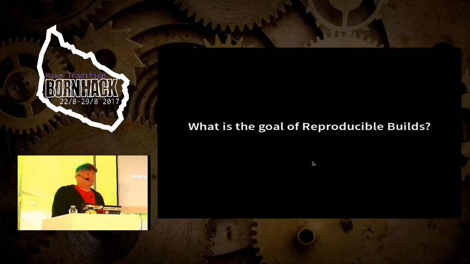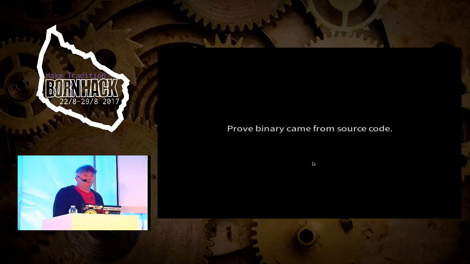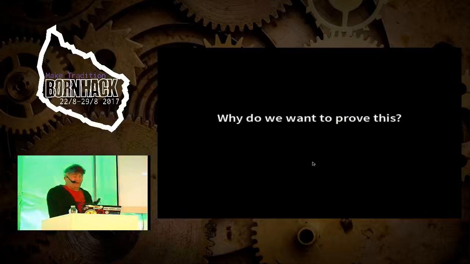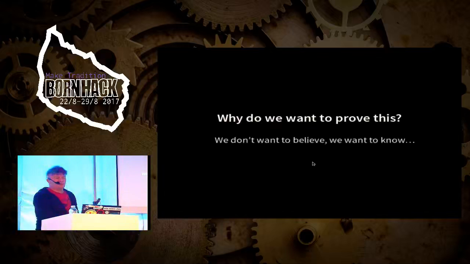So to repeat this briefly, the goal of reproducible builds is basically to prove that a binary comes from a given source code. Because free software is nice, we can share it, modify it, review it, pass it on, but that's all done with source code and not with binaries. We run binaries, but we need to believe somebody that the binary is coming from the source it's said to be coming from. And we want to prove this.